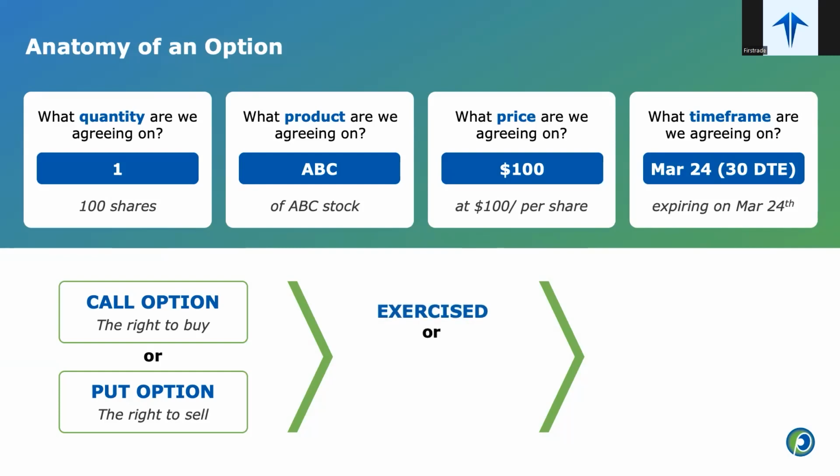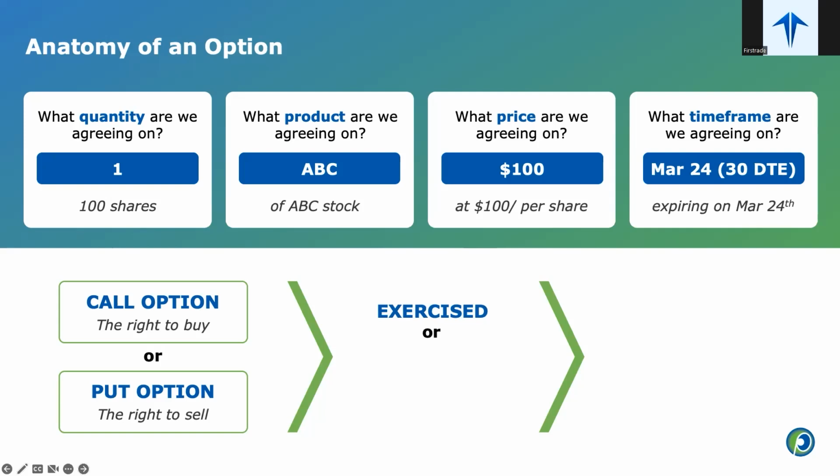Options can be exercised, and all that means is you're executing upon the terms of the contract. So if this contract up here was issued as a call, then executing upon the terms of that contract means that I'm going to buy 100 shares of ABC at $100 per share. So that's why we say controlling ownership.